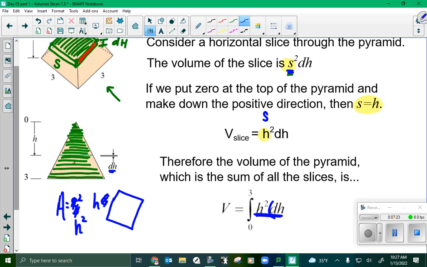dH becomes a dummy variable that we don't use anymore. So I take whatever the area is, H squared. I put the dummy variable here, and I integrate it. That's all we do. Anytime we want to find the volume of a shape, I take the area and I integrate it. All right? That's the big takeaway.